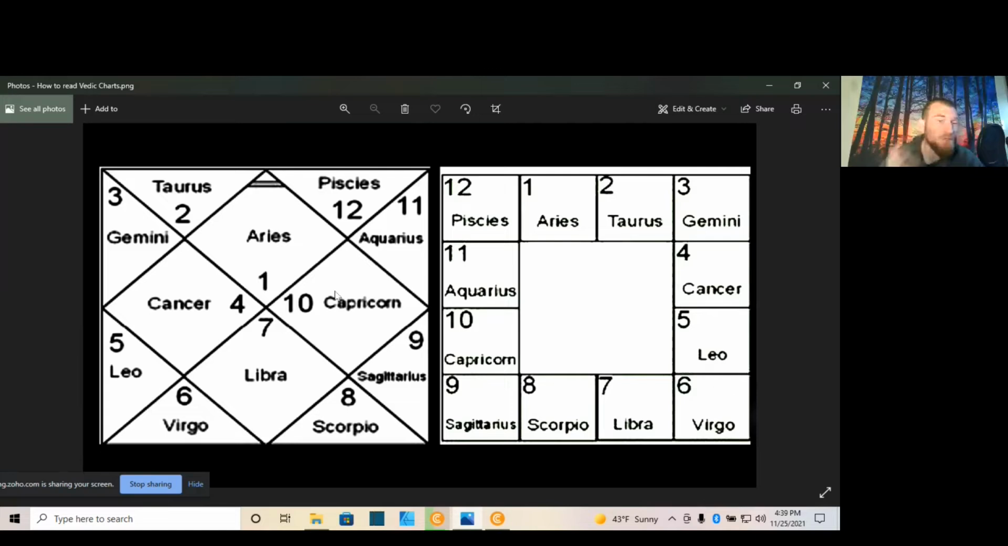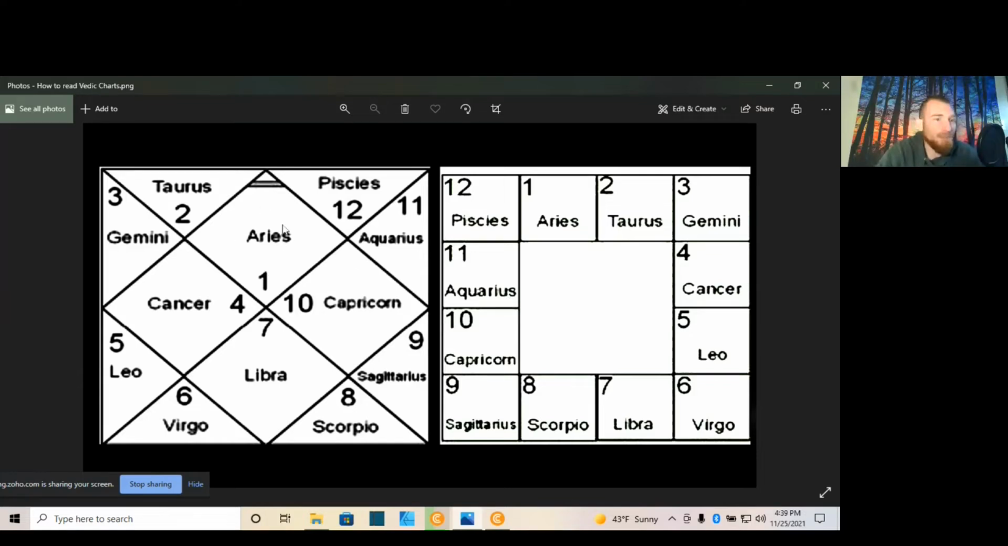So this chart is very useful if you just want to see what house something is in very quickly. A lot of times when I'm giving consultations, I'll actually have both styles of charts pulled up, and like I said, I use them for different things. Depending on what I'm doing, I do tend to favor the North Indian style. But if I'm doing relationship consultations and things like that, and I want to look at synastry, that's where the South Indian comes in, and I'll explain why in a bit.